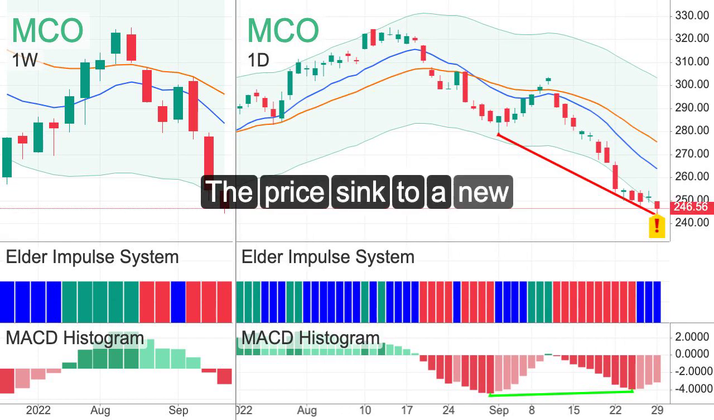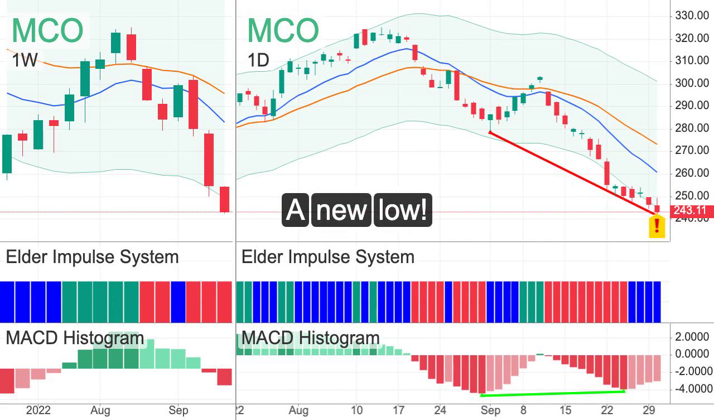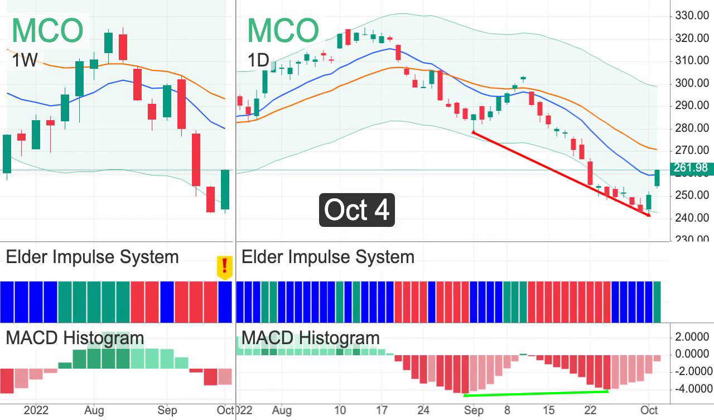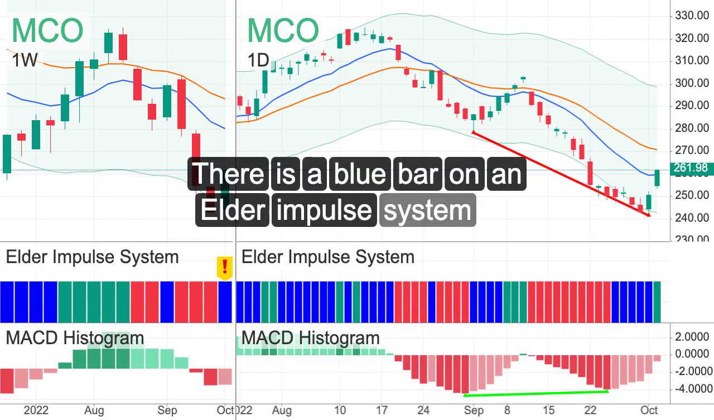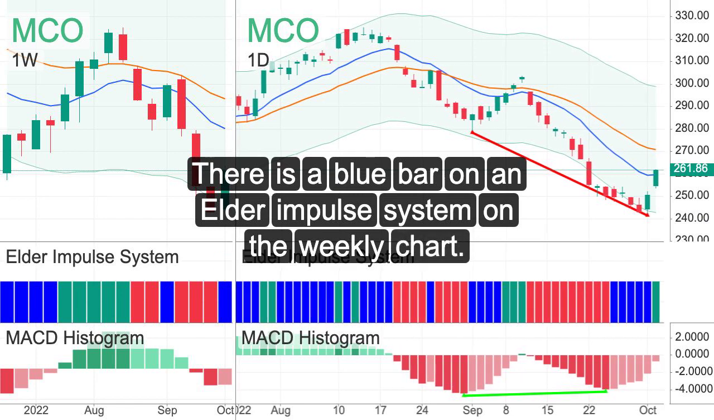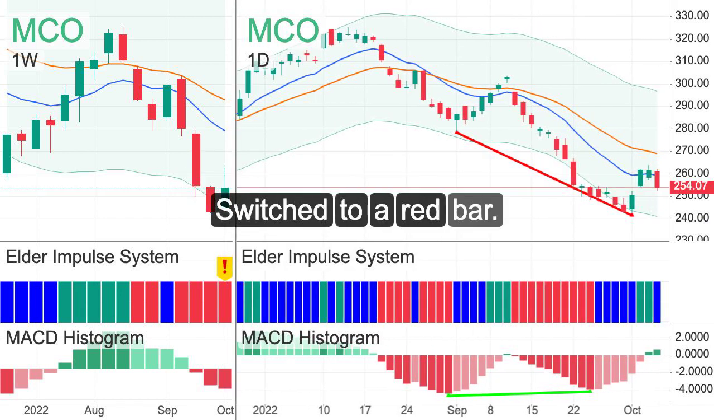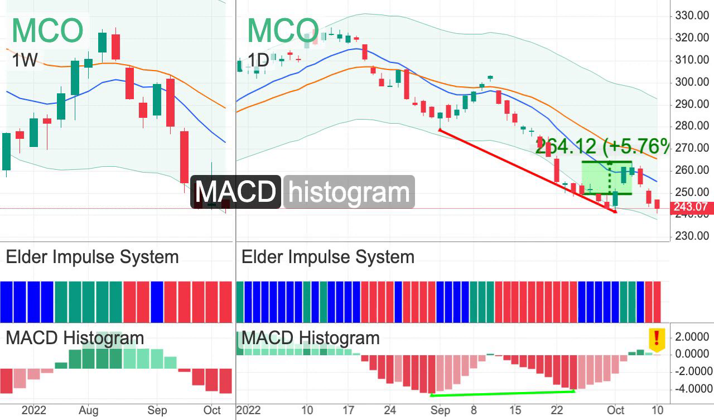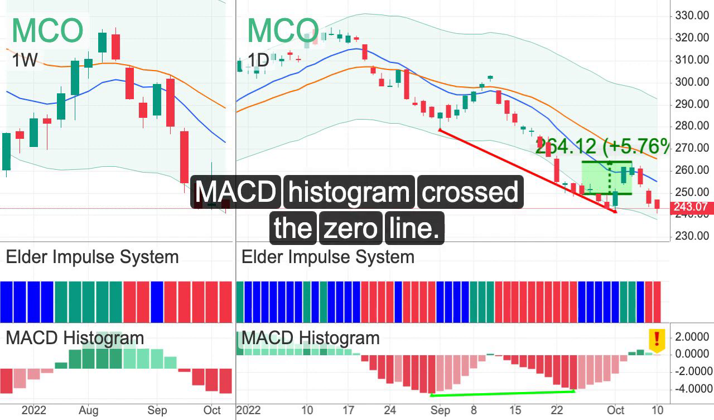The price sank to a new low. A new low. There is a blue bar on an Elder Impulse System on the weekly chart. Switch to a red bar. MACD histogram crossed the zero line.